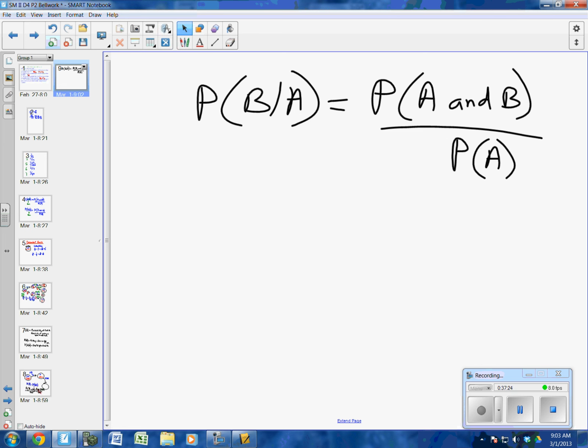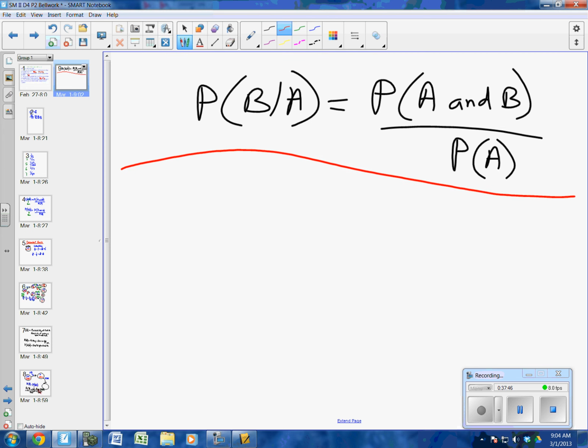Example, drawing 2 kings from a deck. Event A is drawing a king first, and event B is drawing a king second. For the first card, the chance of drawing a king is 4 out of 52, right? So the probability of A is 4 out of 52. You guys, this would be easier just to do without the notation, but I want you to understand the notation. It's really important in mathematics to understand notation, because then you can do much more difficult problems. And that's why I have to teach you the notation.